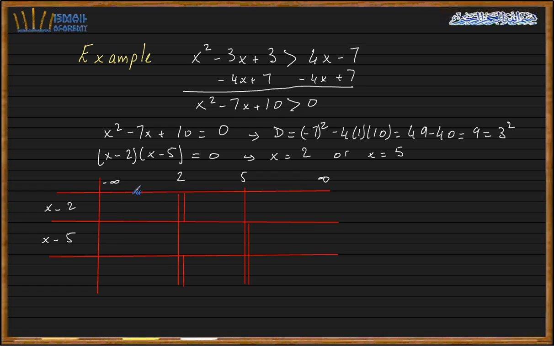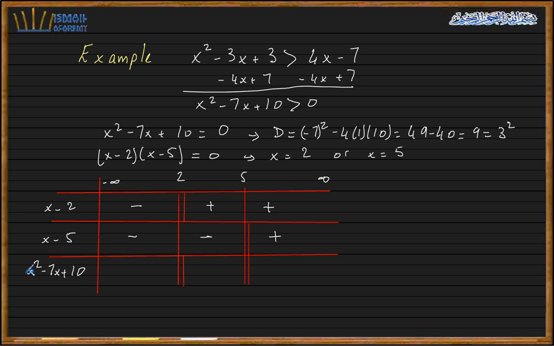Now, like I said, I pick a number. So if I pick 0 here, it's going to be 0 minus 2, which is minus 2. It's negative. So on the other side, it's going to be positive. And here, if I pick again 0, it's going to be negative, negative, and the other side, it becomes positive. Now, what is my expression? Is x squared minus 7x plus 10.